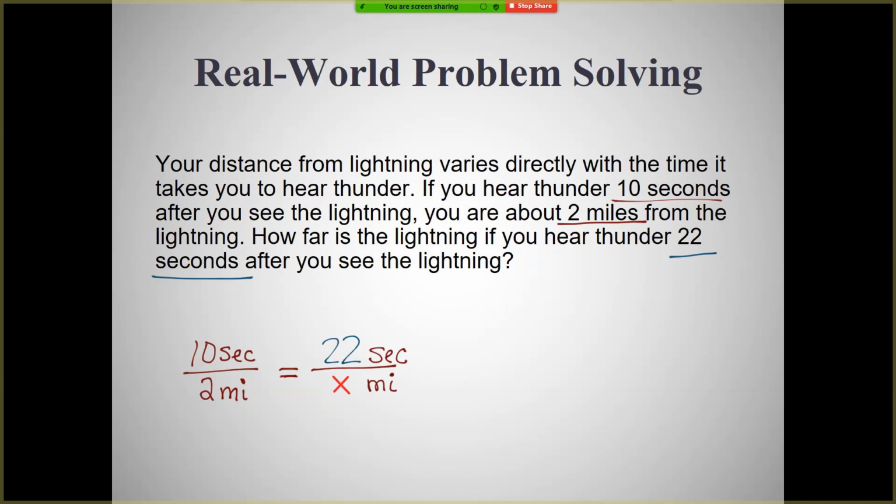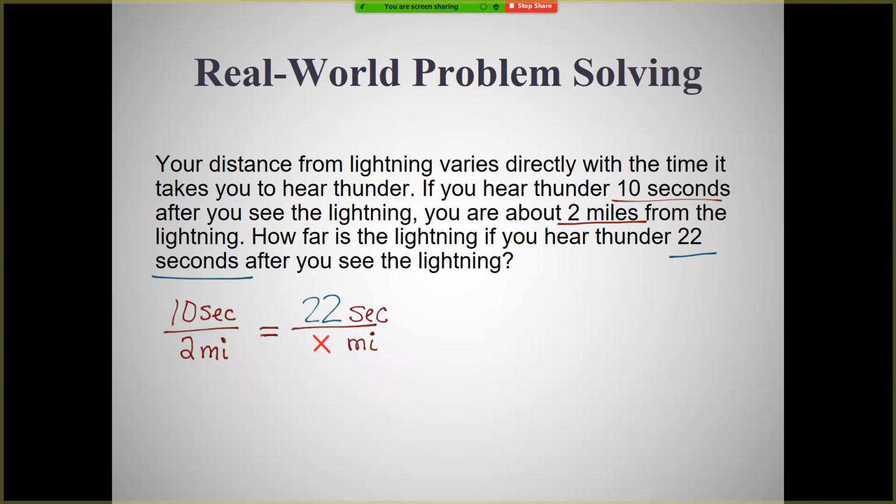We're trying to figure out how far the lightning is away from us, and we want to find that distance in miles. So here we just have a proportion to solve. The best way to solve a proportion is by cross multiplying. We're going to multiply these two things together, and it's going to equal these two things multiplied together. So I'm going to take 10 times x, which is 10x, and 2 times 22, which is 44.